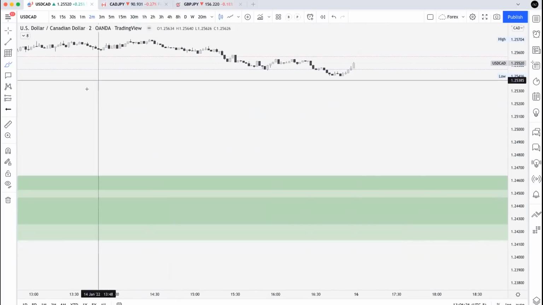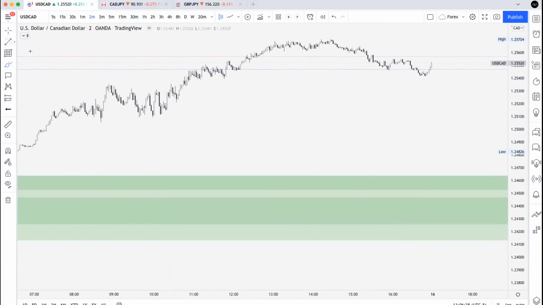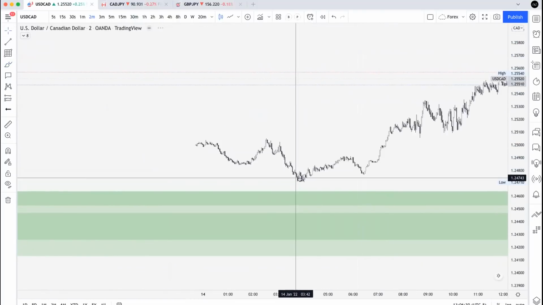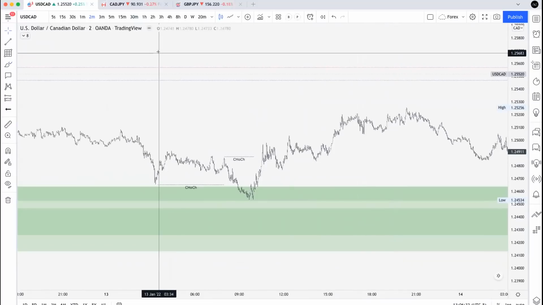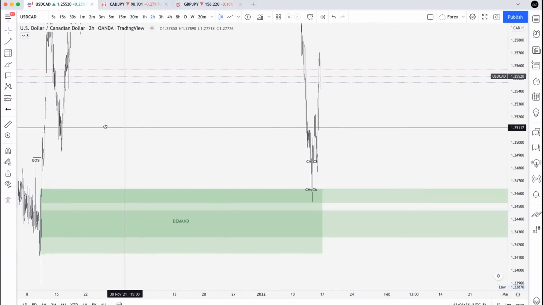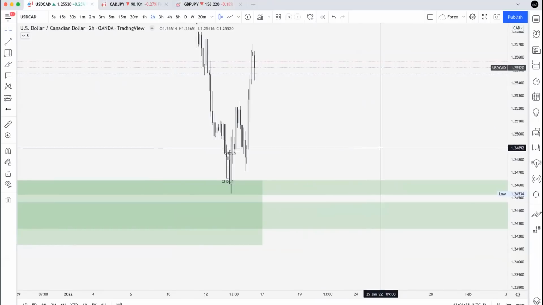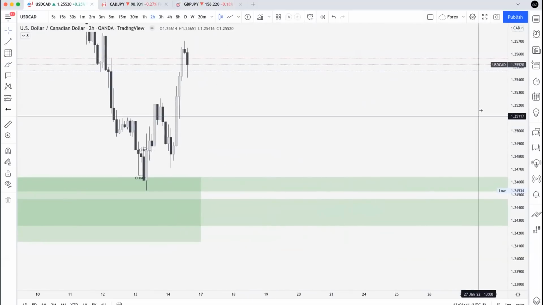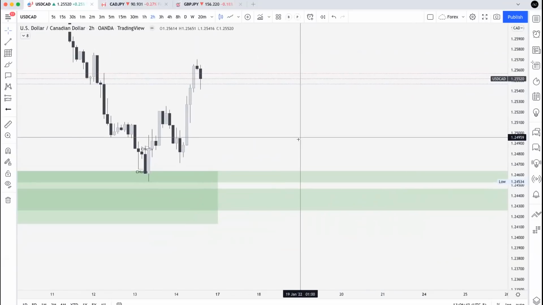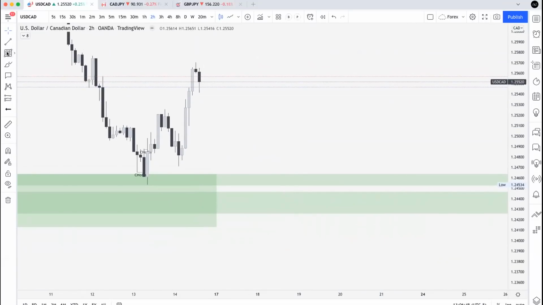Oh, I went to the 2 minute. That's why I was confused. When you have those V-shaped structures, you have imbalance and you have an order block formed. So we have a chalk on the 30-minute.